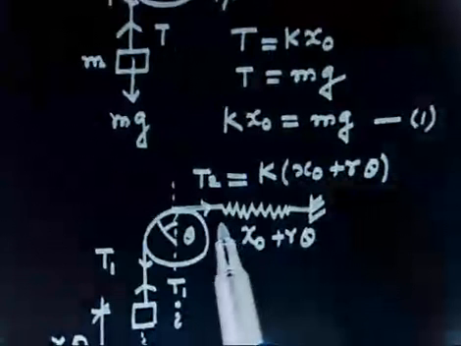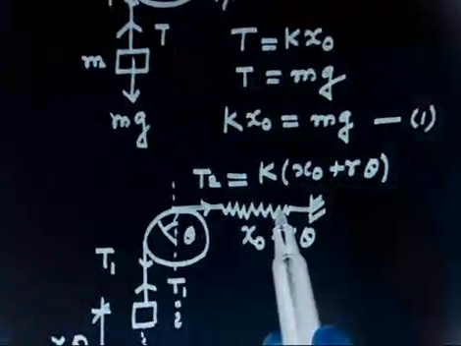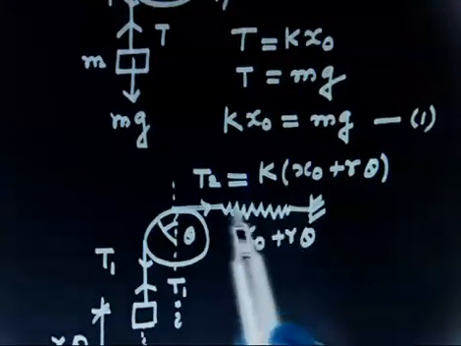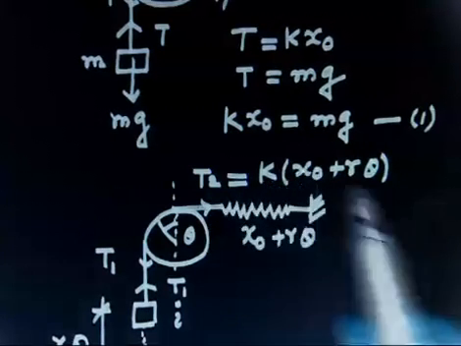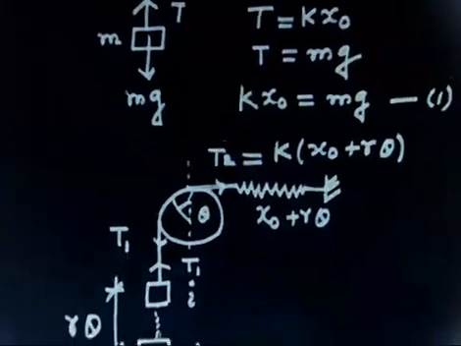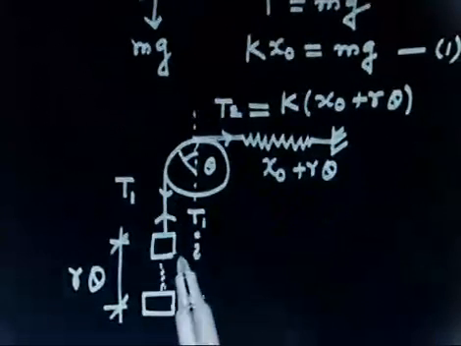So this spring will try to pull this thread this side, and the spring has elongated by x naught plus r theta, so the spring will apply a tension K times (x naught plus r theta), and on this side we will have a tension T1.